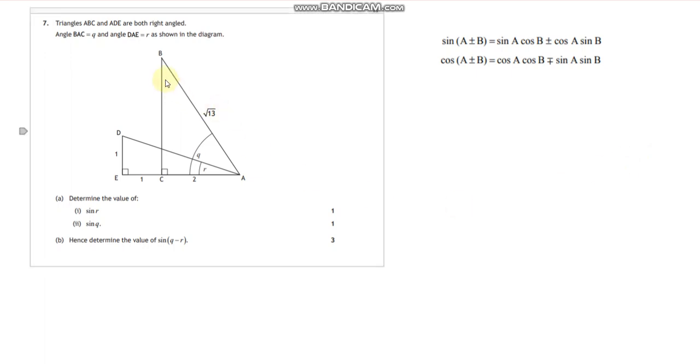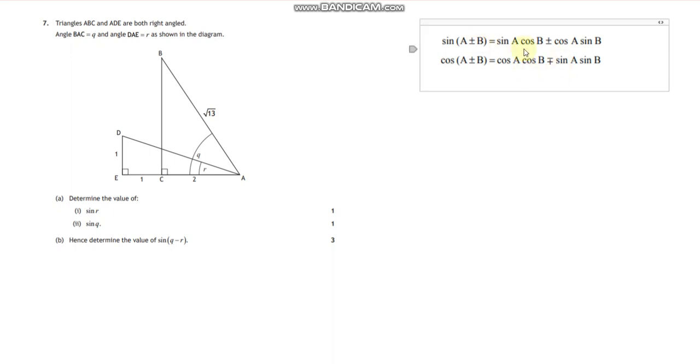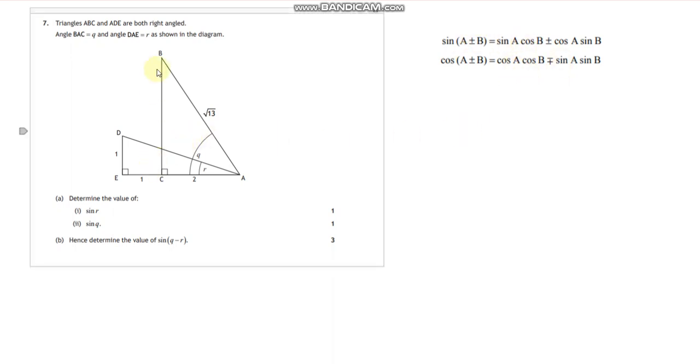Question 7, the right angle triangles. We've got a sine A plus B situation, so we should be thinking addition formulae. Also, we're thinking we need to do Pythagoras to work out all of our triangle lengths. So I'll do this in red. I call this my red triangle.